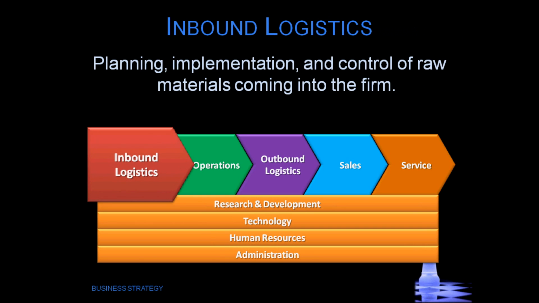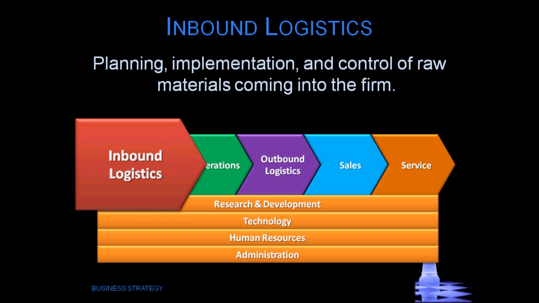Okay, so let's talk about each of these. The first is inbound logistics. This is all about the things that happen to get the raw materials into the firm. Things like shipping them in, warehousing them, if you do a quality inspection at the beginning, all of those things are considered inbound logistics.